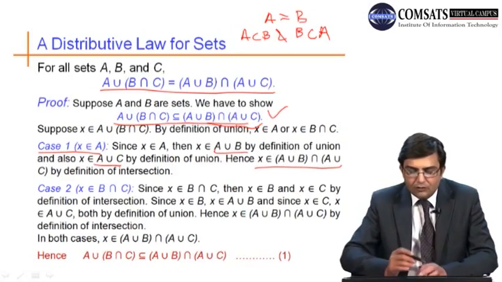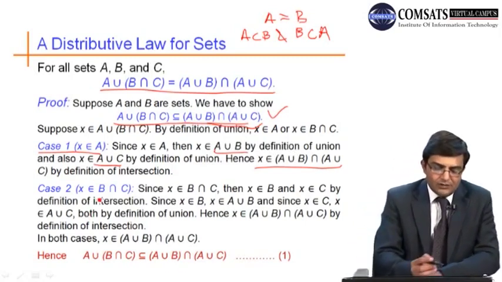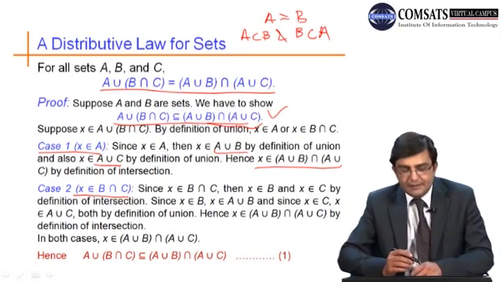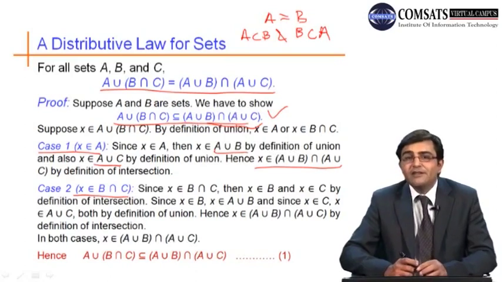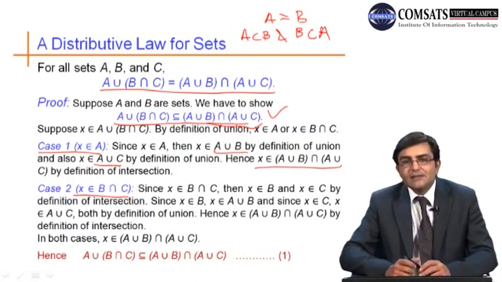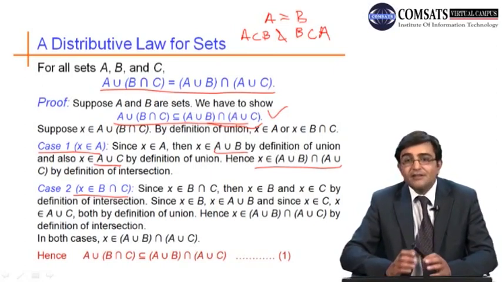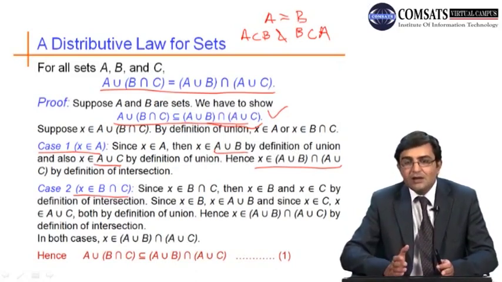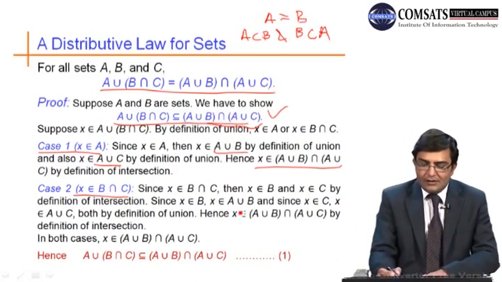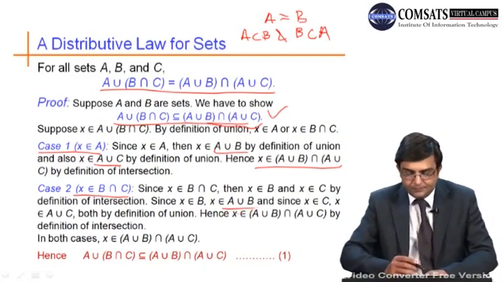Now we consider the second case. We suppose that X belongs to B intersection C. Now, since X belongs to B intersection C, what does it mean? By the definition of intersection, X belongs to B and X belongs to C. Then X belongs to A union B and X belongs to A union C, because X belongs to at least one set in these two sets, A and B, as similarly A and C.